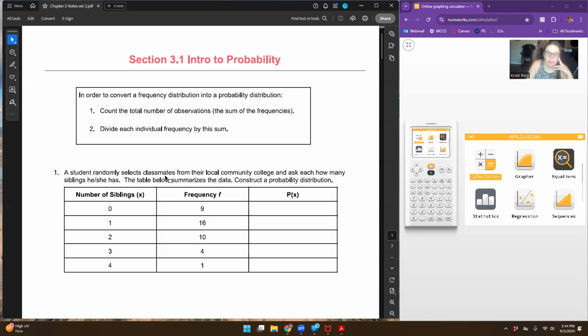So first step, we're going to change a frequency distribution into a probability distribution. And we've already done this before, because look at the steps. Count the total number of observations, which is the sum of the frequency, and then divide by the sum. We did this before, we called it relative frequency. So this is nothing new.